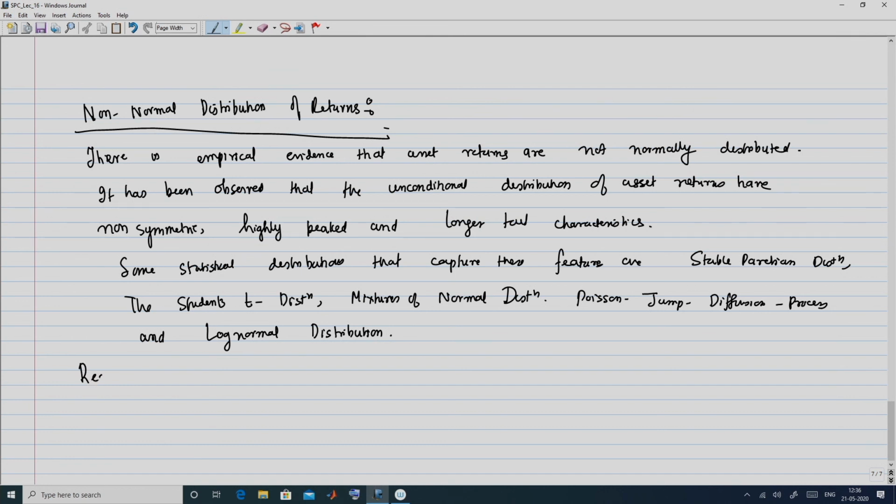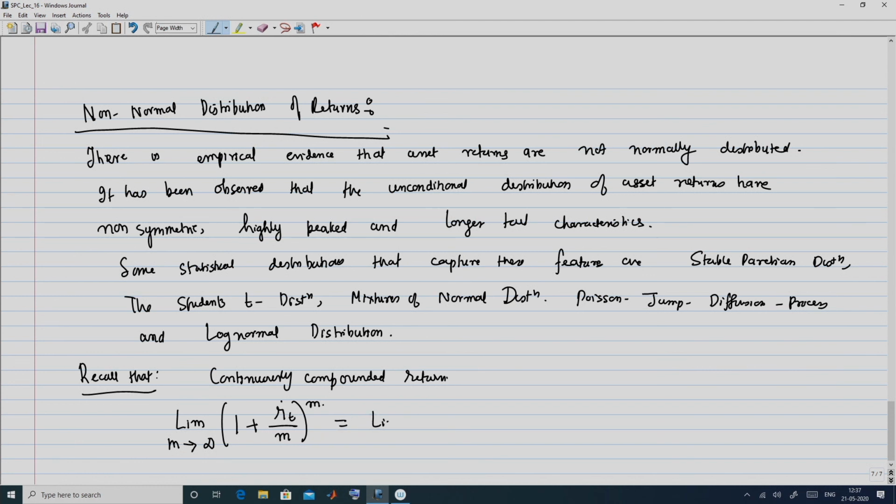Okay, so just to do a recap, let us recall that for continuously compounded return, what did we have? If the rate of return is R t dot, and if the interest payments happen m times in a year, then the compounding factor is 1 plus R t dot over m raised to m. If you want the compounding to happen in a continuous manner, you would recall we let m tend to infinity, which gave us the limit as m tends to infinity of 1 plus R t dot over m raised to m over R t dot, and the whole thing raised to R t dot, and this limit came out to be e raised to R t dot.